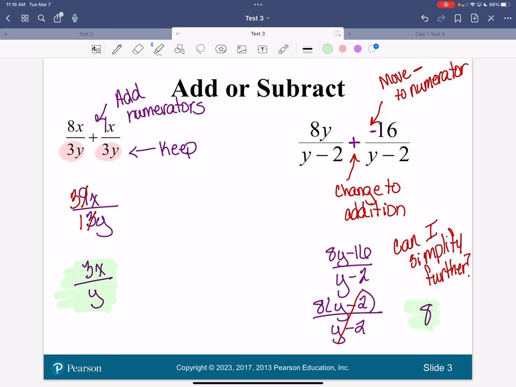So it's important that you remember, with adding and subtracting rationals, just like with adding and subtracting fractions, you must have a common denominator. Must have a common denominator.